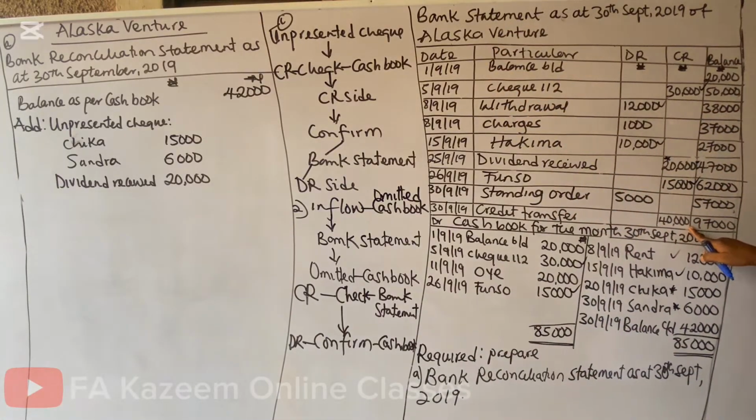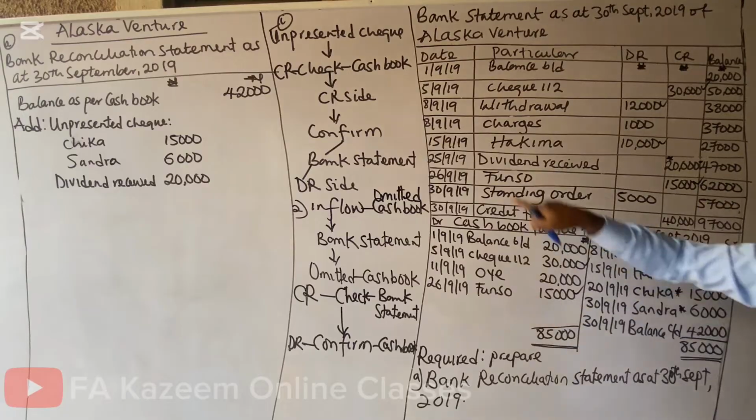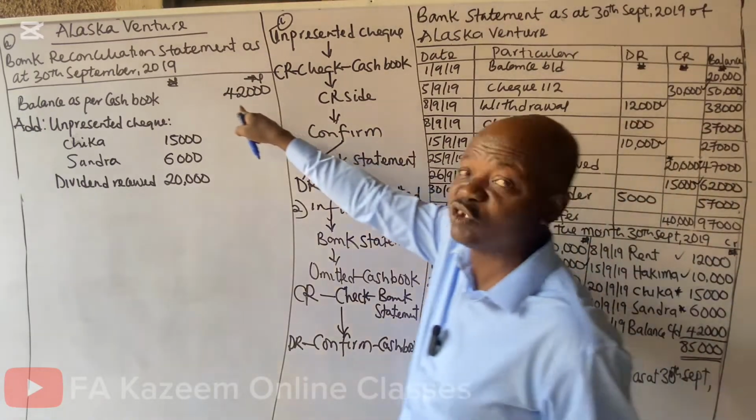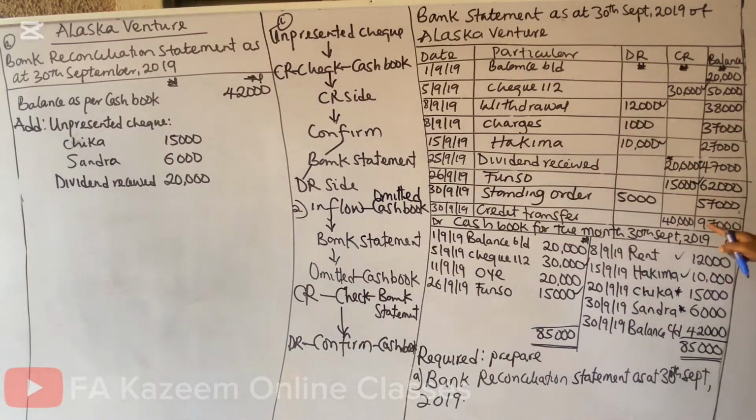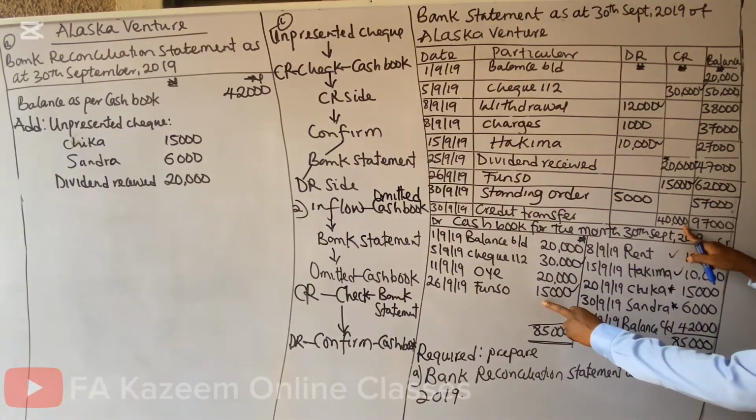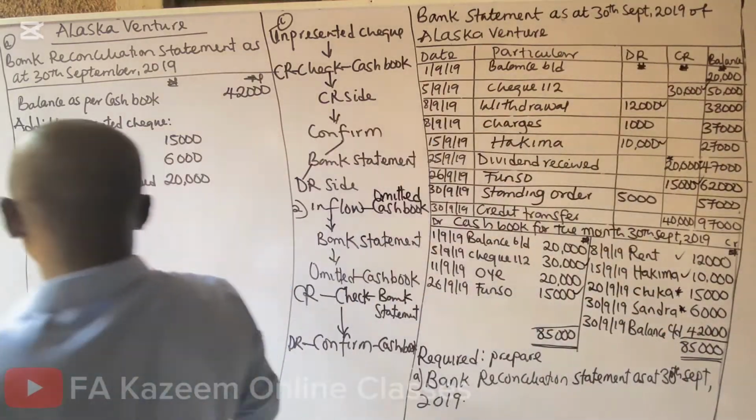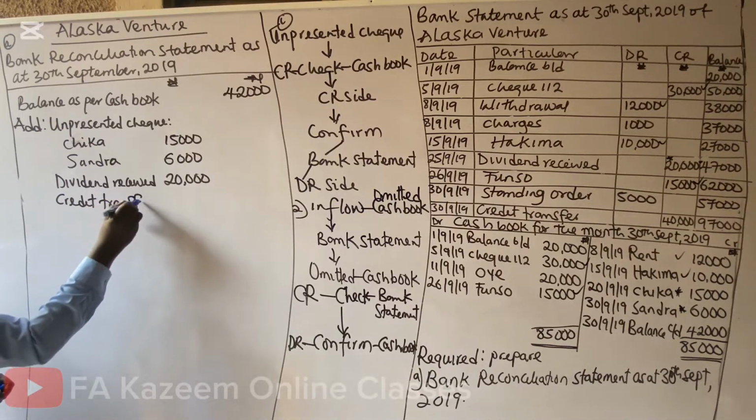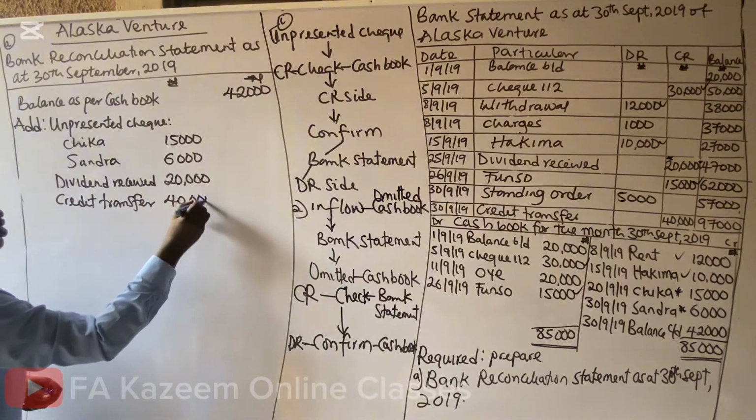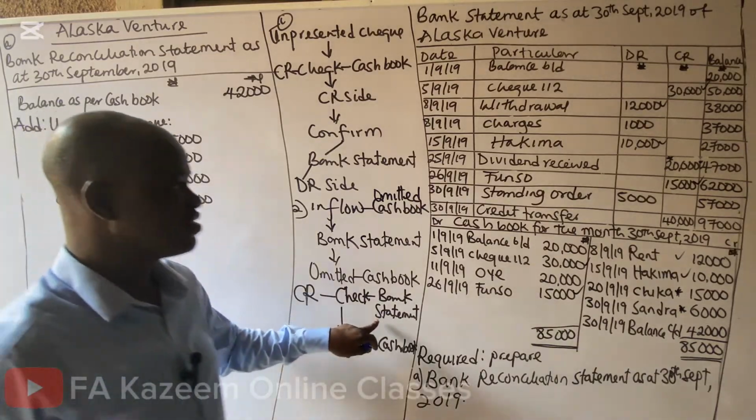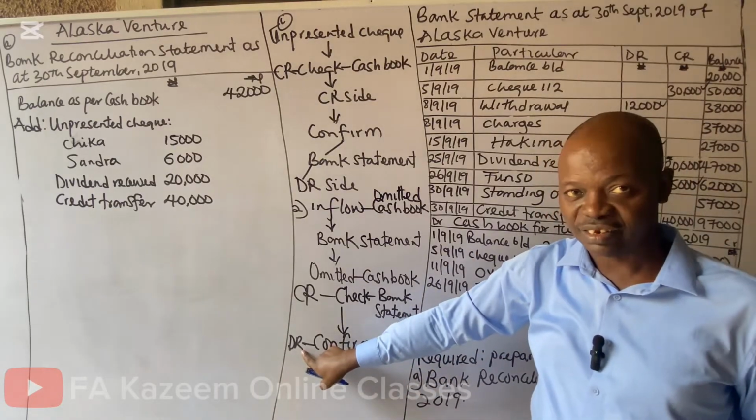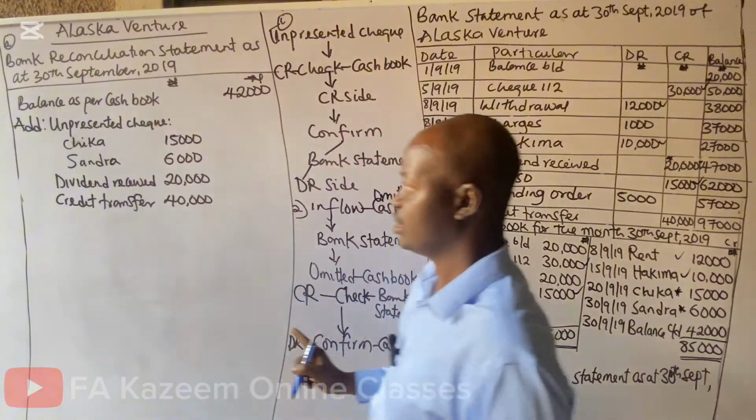Now that it's aware, and it has not been recorded in his cash book, it shows that this 42,000 balance is wrong. Because if he had recorded this, the balance recorded in his cash book would have been more than 42,000. Now that he's aware, and it was omitted in the cash book, he has to add it back again, making two. That is credit transfer. How much? 40,000. Now, we have checked the bank statement credit side. We have confirmed those items that are not on the debit side, and we have added them to the cash book.